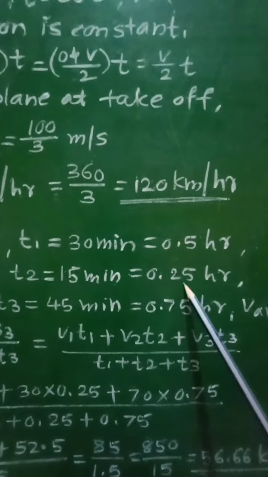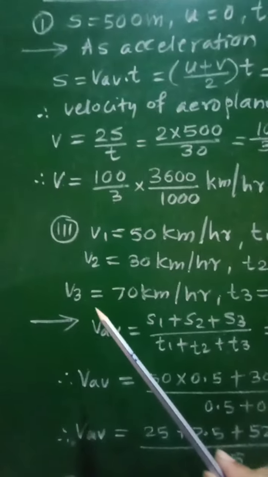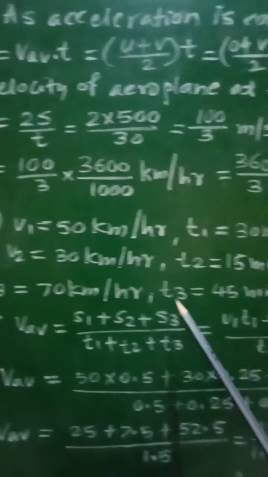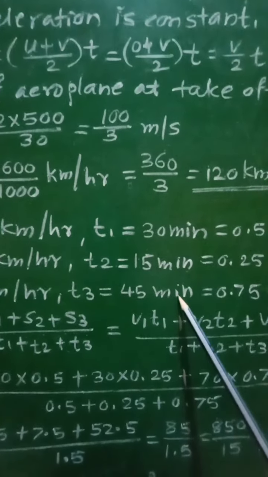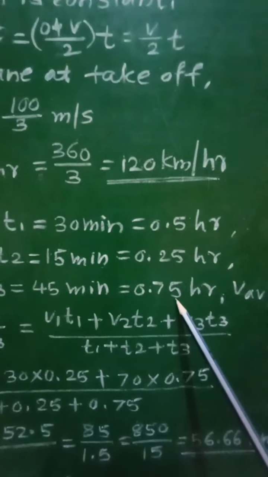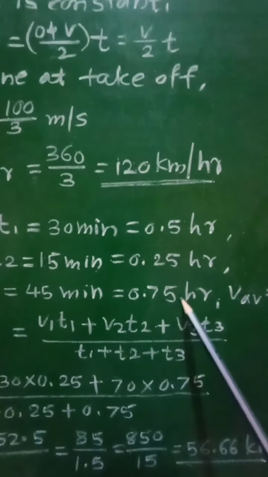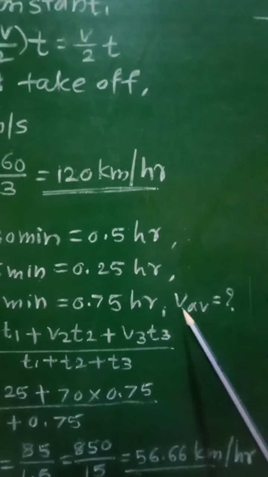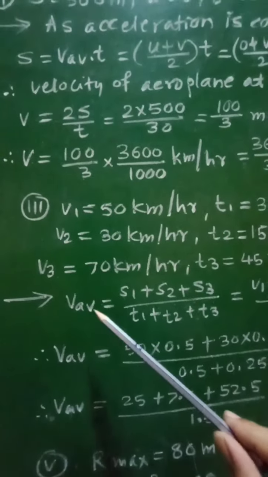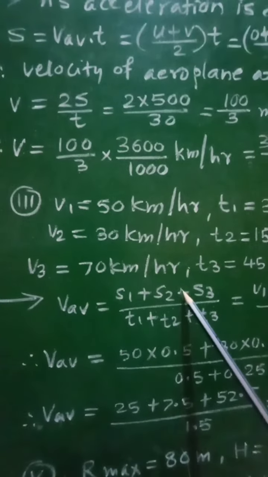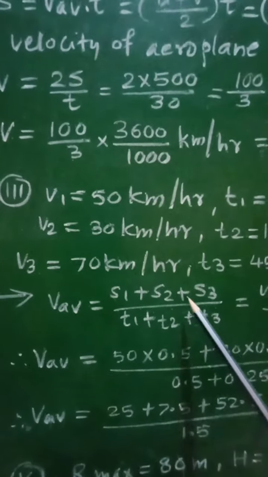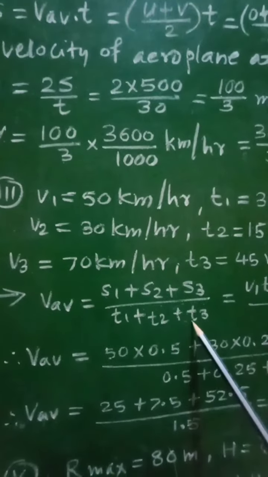0.25 hour. Then v3, third velocity is 70 km per hour, and time interval t3 equal to 45 minutes, that will be equal to 45 by 60, which comes out to be 0.75 hour. And we have to find out average velocity v average. And therefore, average velocity will be given as sum of all the displacements divided by sum of all the time intervals, that is s1 plus s2 plus s3 upon t1 plus t2 plus t3.